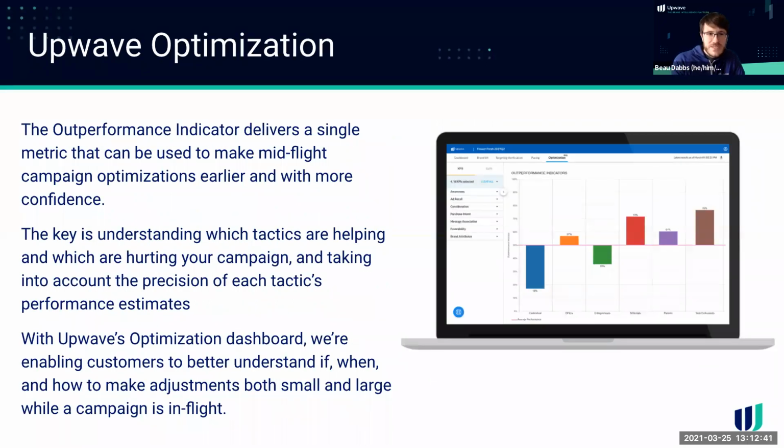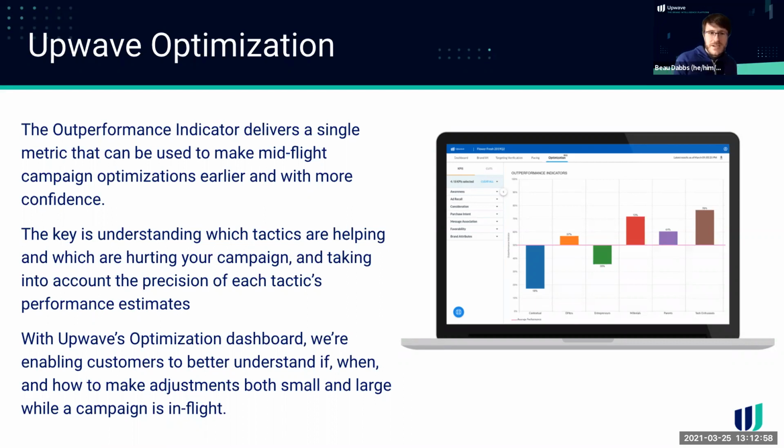So I know we've covered a lot today, but I hope everyone has a better understanding of how and why our outperformance indicator is an ideal metric for optimization. We showed that this metric allows for easy optimization of campaigns mid-flight that can lead to large gains in lift at the overall level for your campaigns.